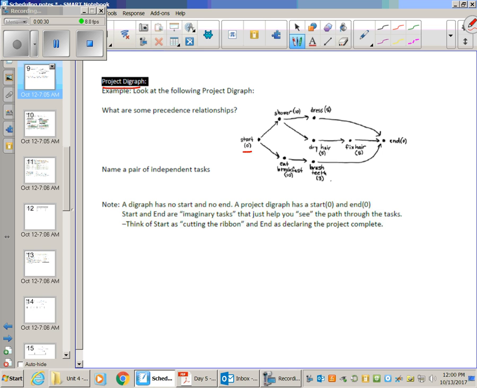Remember that we always have a start point, we always have an end point, okay, and you're going to have your task list with some type of letter or something like that, and you're going to have the processing time given in parentheses, okay. Remember that the start and end are imaginary tasks that just help you see the path through the task, okay. Remember that precedence relationships talk about things that have to be done before you move on to something else, like showering to then dressing. Okay, so just keep all that in mind. We're going to use that kind of stuff today, talk about the basics of scheduling. Okay.